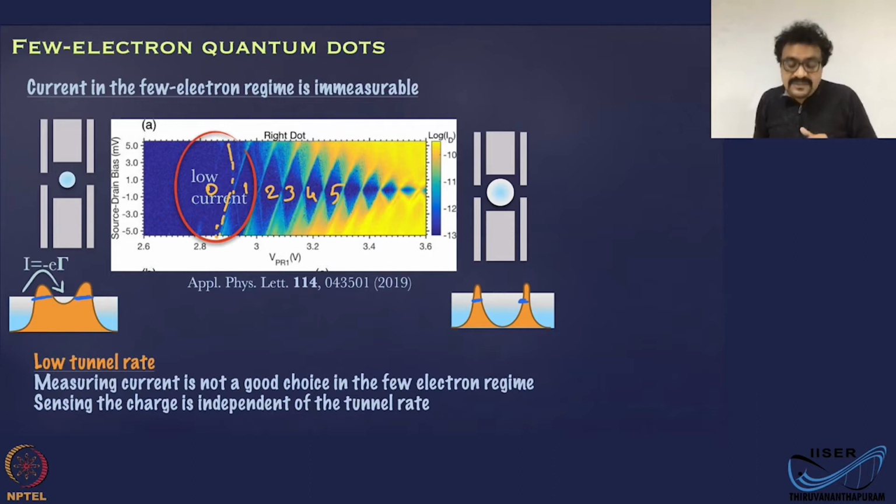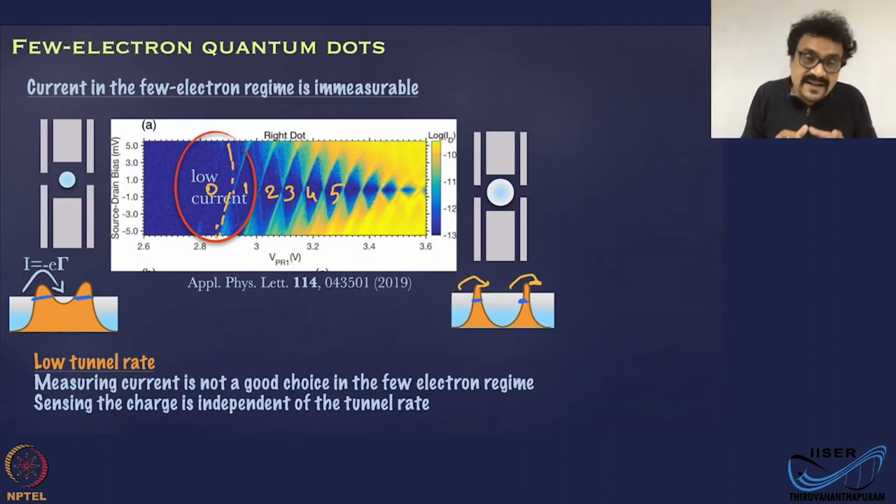Now the current through this device, that is I, is basically a function of the tunnel rate. Minus e is the electronic charge, and gamma is the tunnel rate through this tunnel barrier. Now the tunnel rate through this barrier here will be high because the barrier is thinner. But here the tunnel rate through this barrier can be very, very small, so that this current I is almost immeasurable.